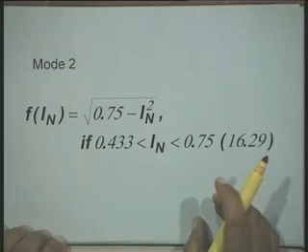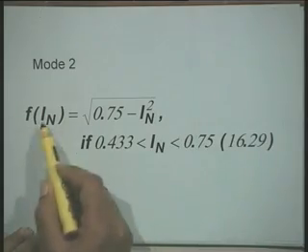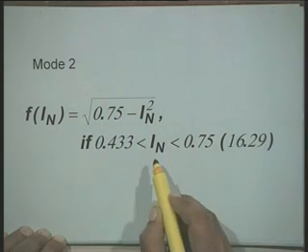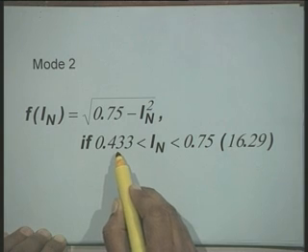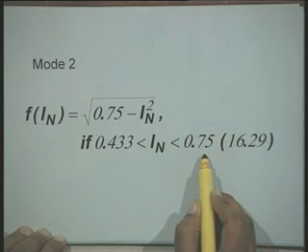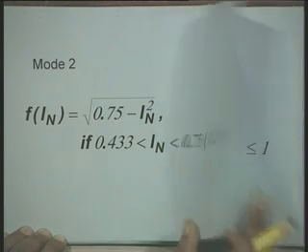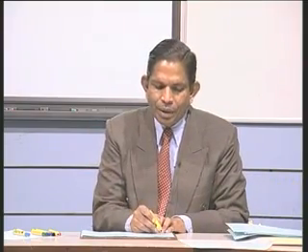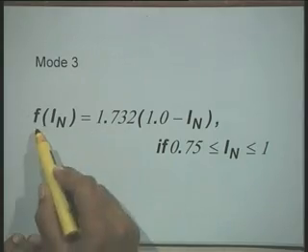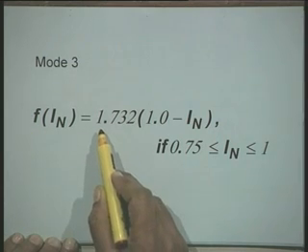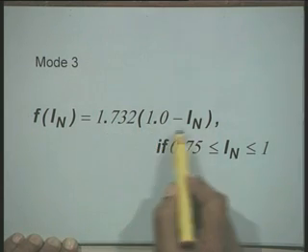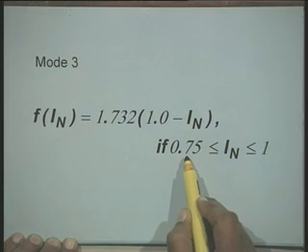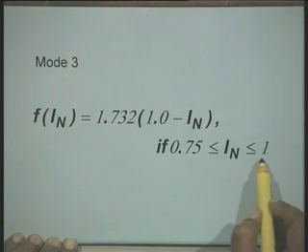Similarly, in the mode 2 operation, this nonlinear function is the square root of 0.75 minus In square, where In is in the limit 0.433 and 0.75. Okay. In the mode 3 operation, this function f of In is equal to 1.732 into 1 minus In, where In is greater than or equal to 0.75 and less than or equal to 1.